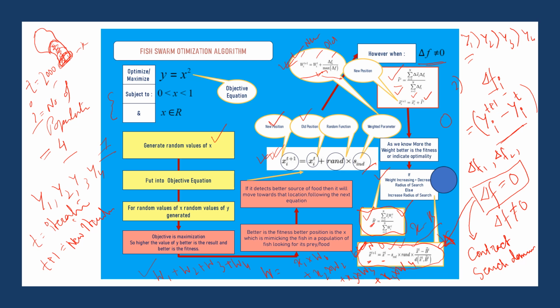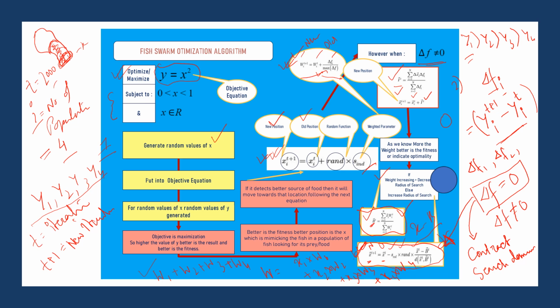So what we will do? After generating the random value of x within the feasible domain of 0 to 1, we put these values of x into the objective function. Correct or not? So we will get 4 different values of y. The more the value of y, as this is a maximized function, the better is the solution, the fitter is the solution.